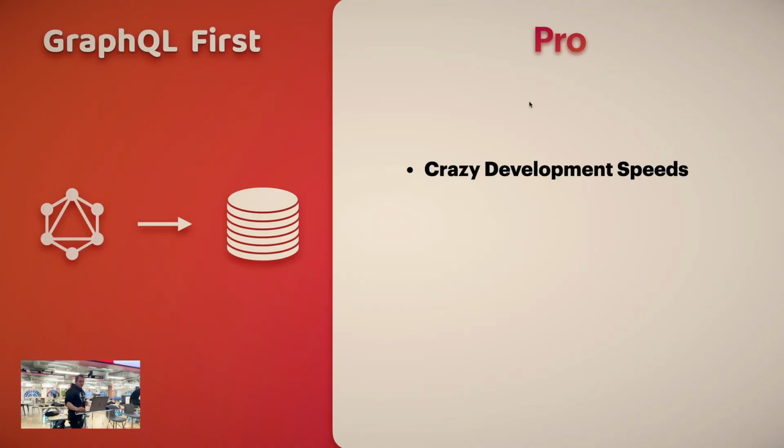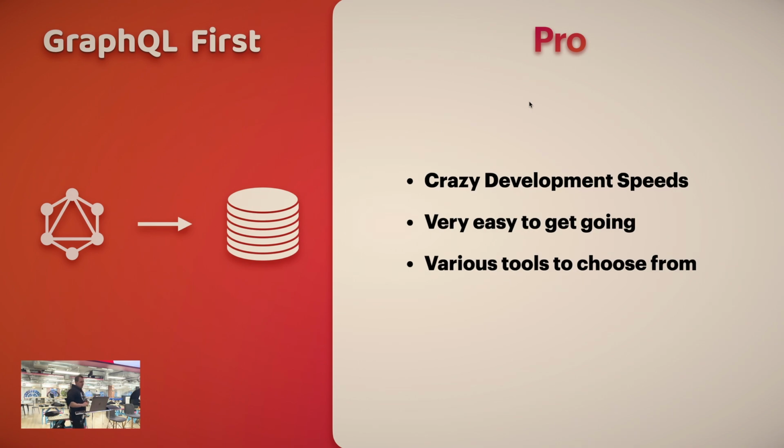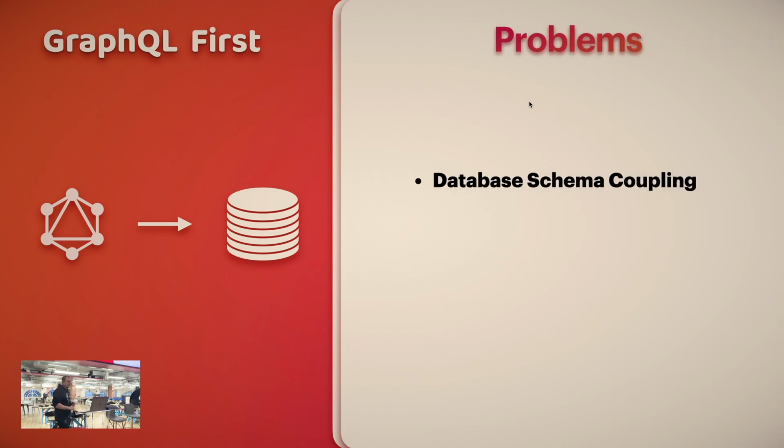Now, it's very easy to get going with this approach. And there's various tools to choose from, like we have seen. When I learned one thing in life, it's that nothing is for free. And so what are the problems that people have with these approaches?